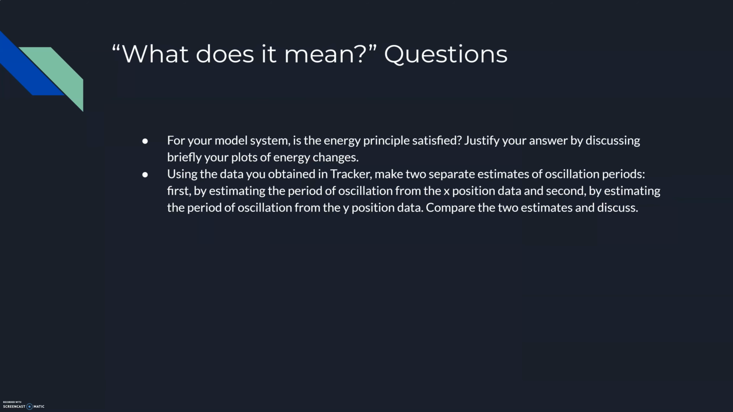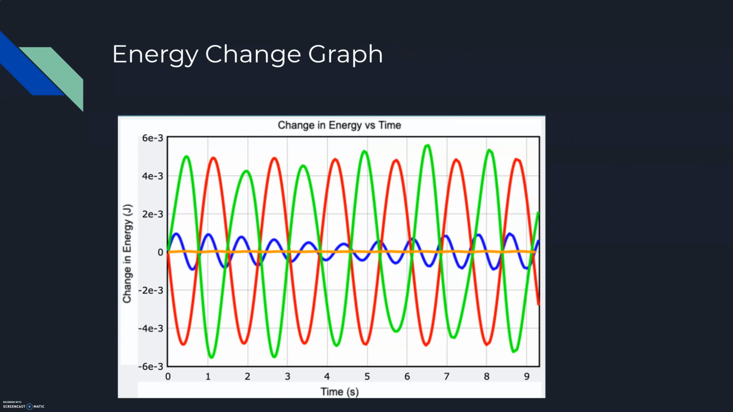The first question asks if the energy principle is satisfied for my model system. The energy principle is satisfied because the energy change graph shows total energy approximately 0, as you can see by the yellow line. The energy only transforms from one type to another, making the energy overall conserved.